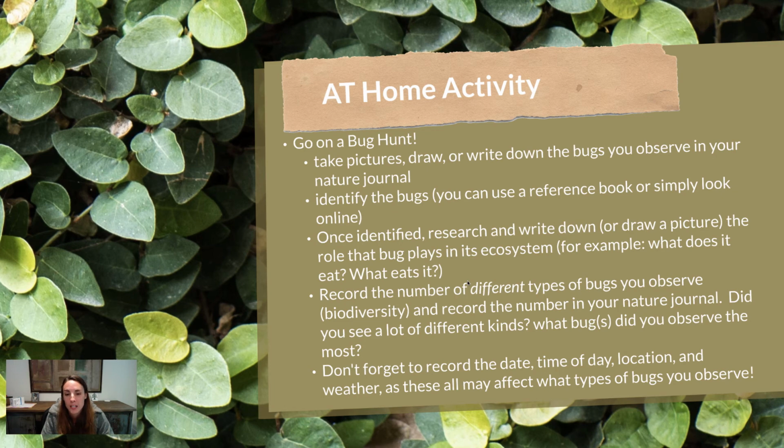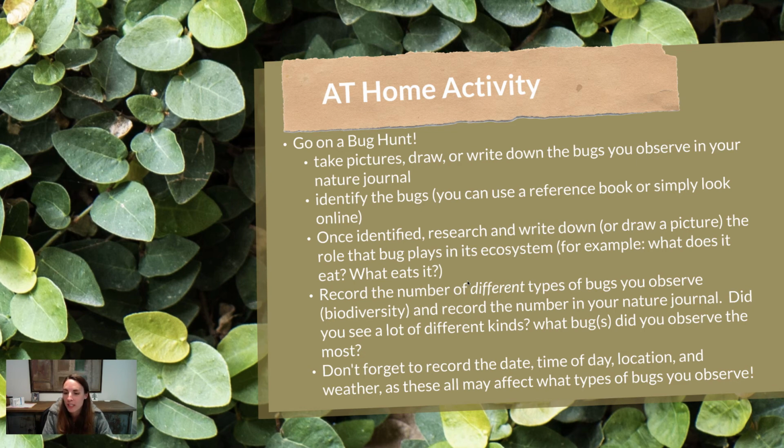Then record the number of different types of bugs you observe. That's biodiversity. And record the number in your nature journal. So say you saw a ladybug, a bumblebee, a honeybee, and a painted lady butterfly. That would be 4 different types of bugs. So your biodiversity number would be 4. And you want to record that in your nature journal.